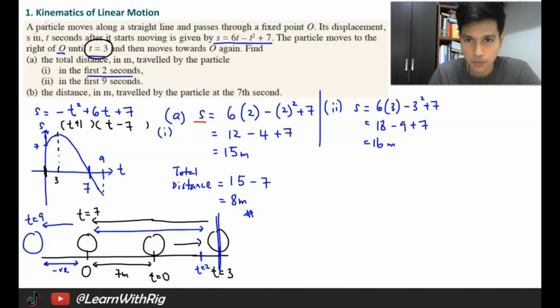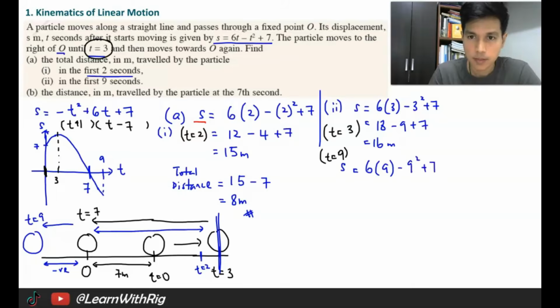So now you want to find the second one. This one is t equals 3. Now you're going to find t equals 9. And then here is t equals 2. Okay, so t equals 9, you substitute 6 times 9 minus 9 squared plus 7. 54 minus 81 plus 7. You should get 45 meter.